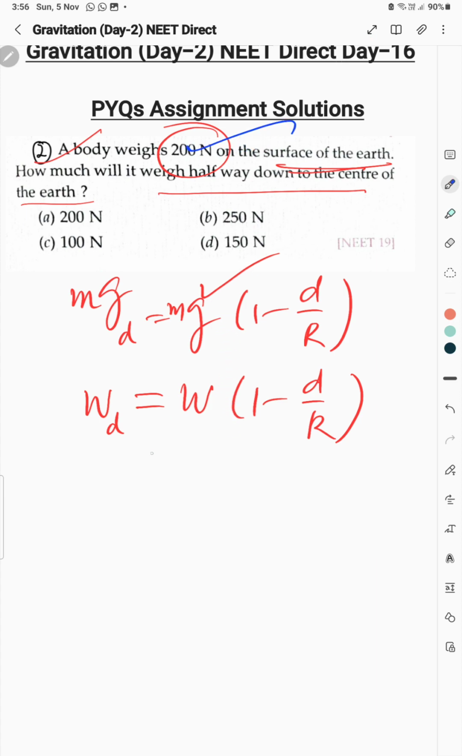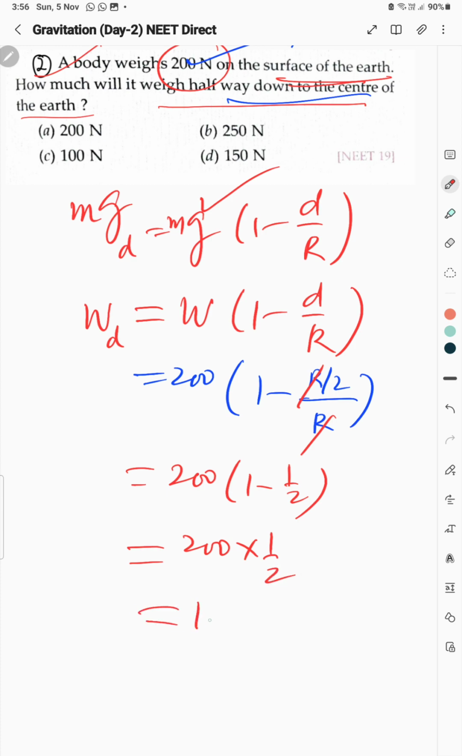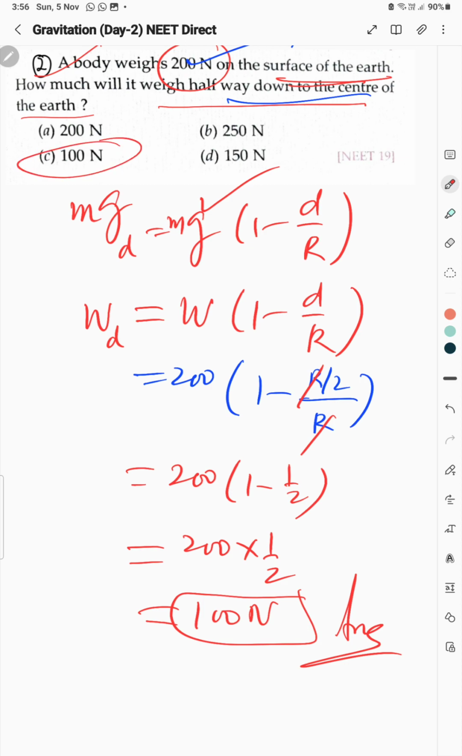This W is 200. Okay. 1 minus, halfway down to the center of the earth, that means R by 2. The value of d is R by 2 as per the statement of the question. Now you simplify. This gets cancelled. 200 into 1 minus 1 by 2. That is half of it. That is 100 Newton. This is the answer to this question, and 100 Newton means your answer is option C.